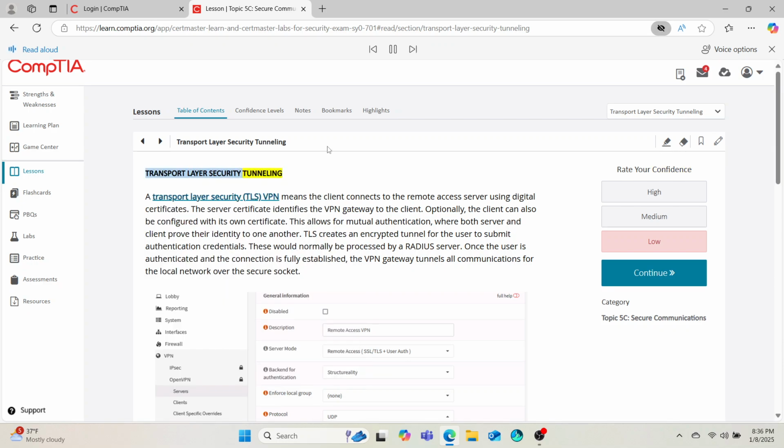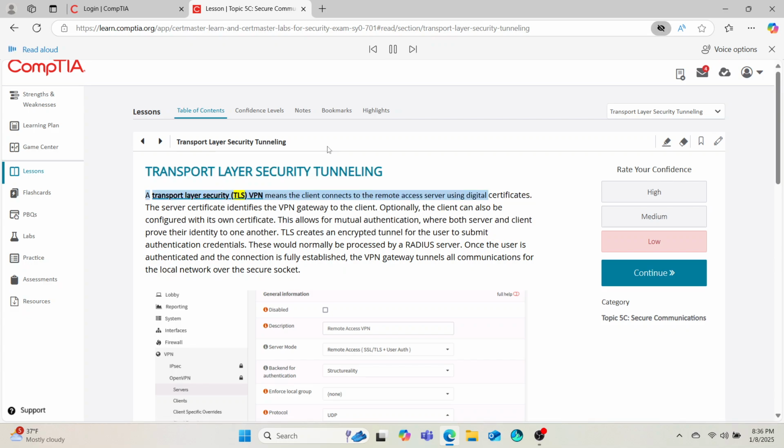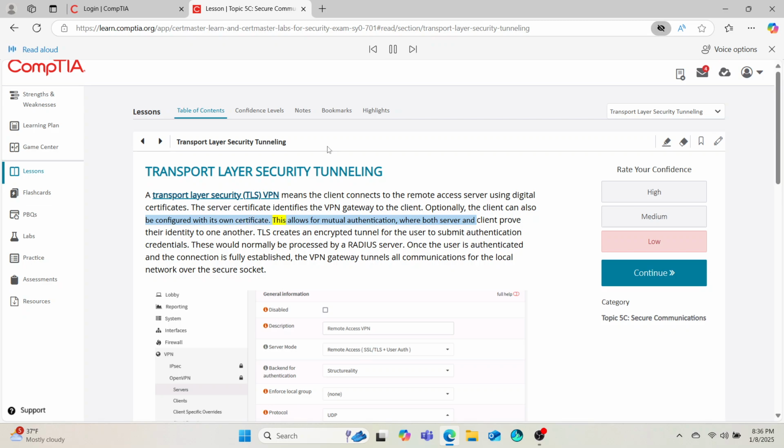Transport Layer Security Tunneling. A Transport Layer Security, TLS, VPN means the client connects to the remote access server using digital certificates. The server certificate identifies the VPN gateway to the client. Optionally, the client can also be configured with its own certificate. This allows for mutual authentication, where both server and client prove their identity to one another. TLS creates an encrypted tunnel for the user to submit authentication credentials. These would normally be processed by a RADIUS server. Once the user is authenticated and the connection is fully established, the VPN gateway tunnels all communications for the local network over the secure socket.